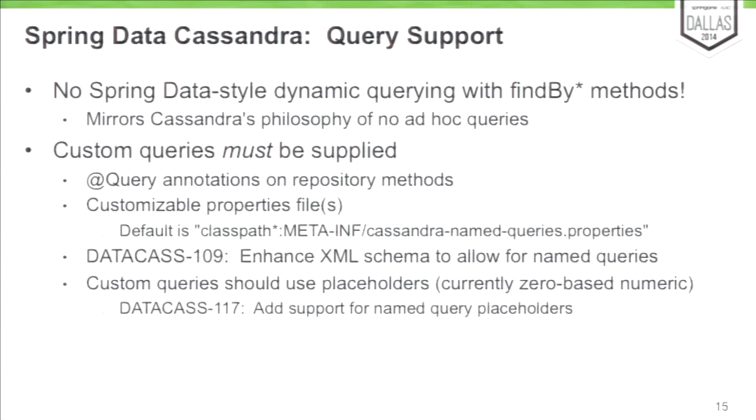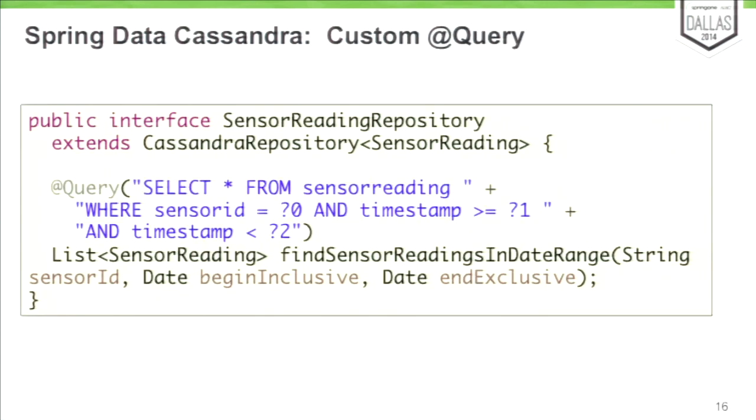By default, you can put them in META-INF, cassandra-named-queries.properties, but you can also customize where that comes from. The queries that you write accept placeholders. Currently, they only expect numeric placeholders that are zero-based, so $0, $1, and so on. We will probably add named query placeholder support later on.